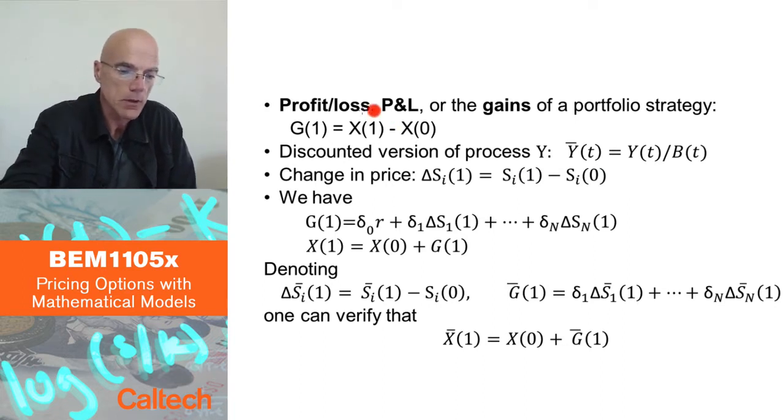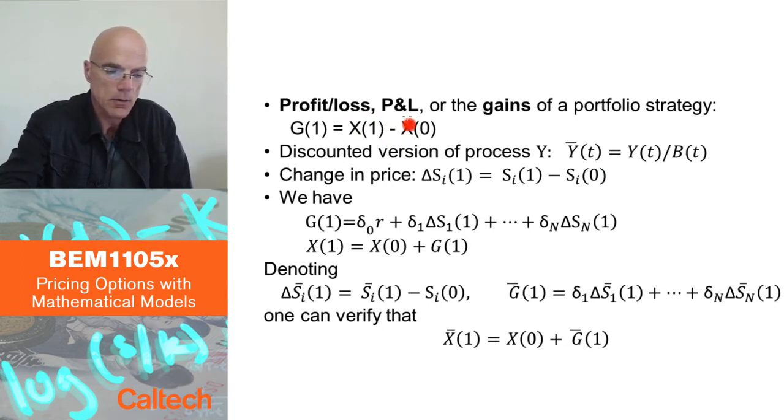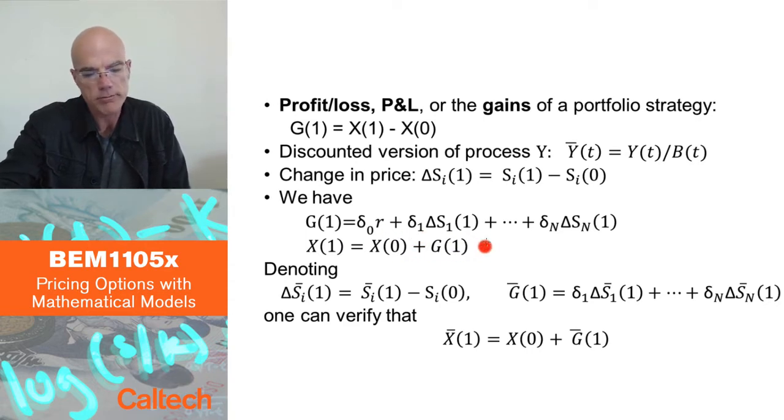We could decompose the total gains, profits and losses into profits and losses in each asset. So in the bank account, it's the profit of delta 0 times R, and then in the others it's just how many shares times the change in the asset price. All right, and we can also write it this way. We can write X of 1 as X of 0 plus the profits and losses. This is just going to be convenient later on. Now it's just extra notation.